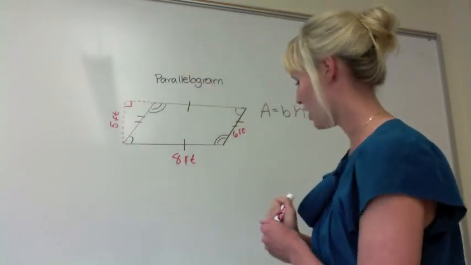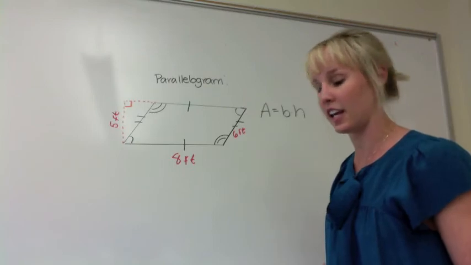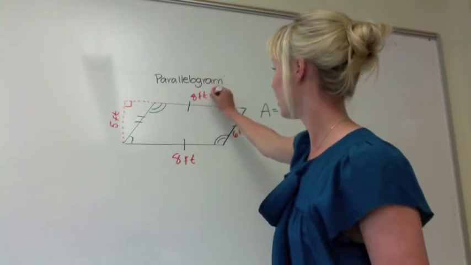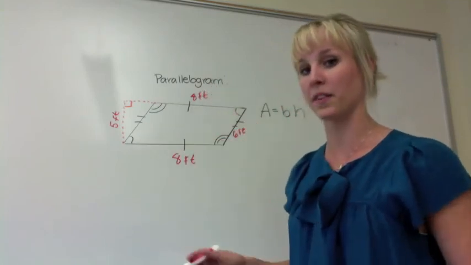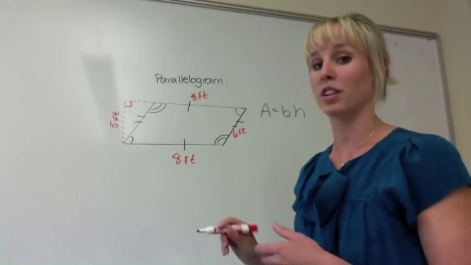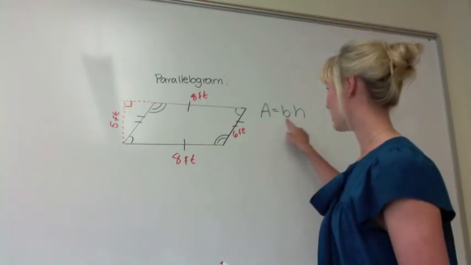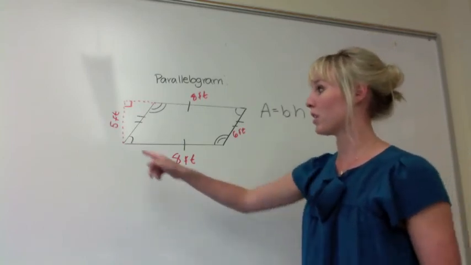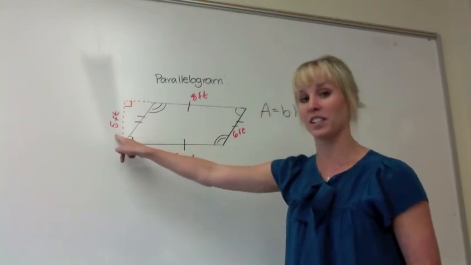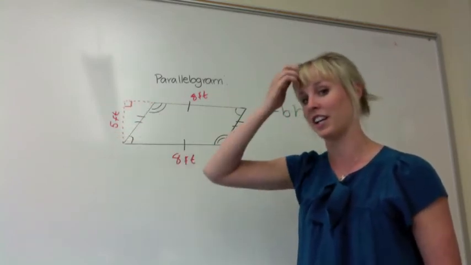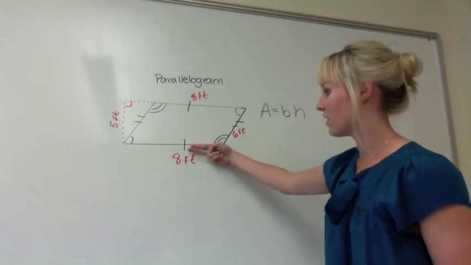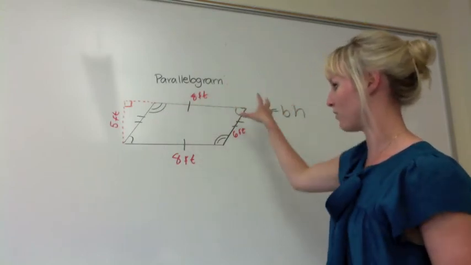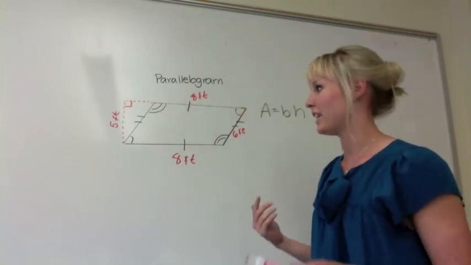We know that the opposite sides are congruent in a parallelogram, so if this is 8 feet, this has to be 8 feet. If this is 6 feet, that has to be 6 feet, etc. Now, what's important with the parallelogram is being able to figure out which one is the base and which one's the height. And that all depends on what you're given. So here, we know that this 5 feet is the height because it's the perpendicular distance to a base. The base doesn't have to be what the figure is standing upon, because you could potentially flip this figure around. So it just depends on what you're given.